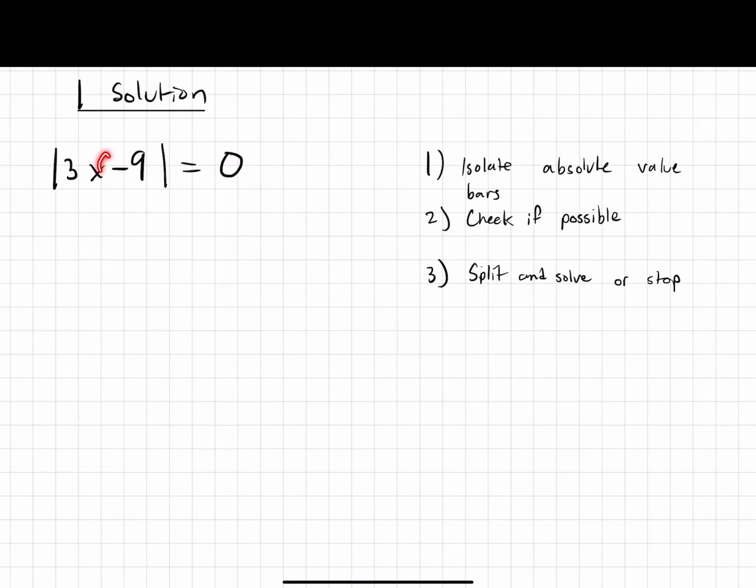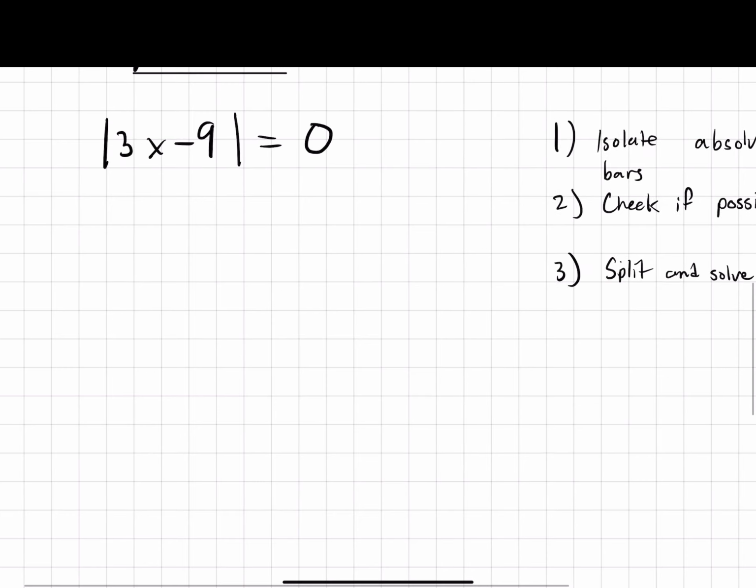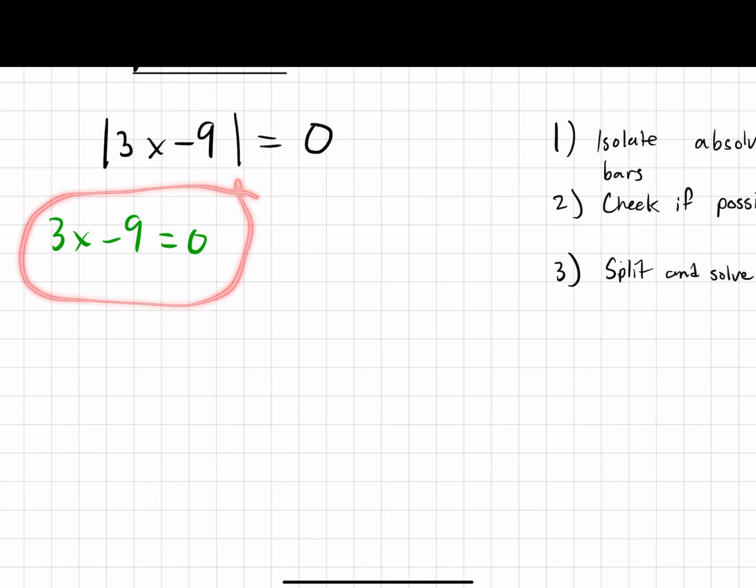Absolute value of 0 equals 0. This definitely happens sometimes. So we split and solve. We take 3x minus 9 equals the original, and 3x minus 9 equals the opposite of 0. But there is no opposite of 0. It's not even positive. It's not negative. So this is really the only case that could happen. You could write it twice if you really feel like it. The opposite of 0 is 0, but that would be redundant and a waste of space. So I'm only going to solve it once.